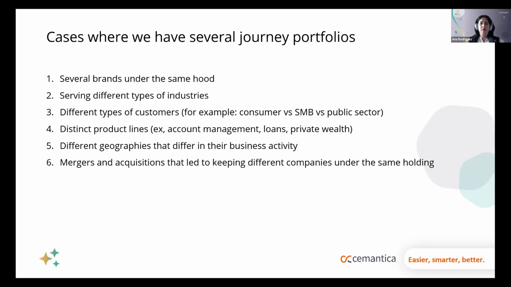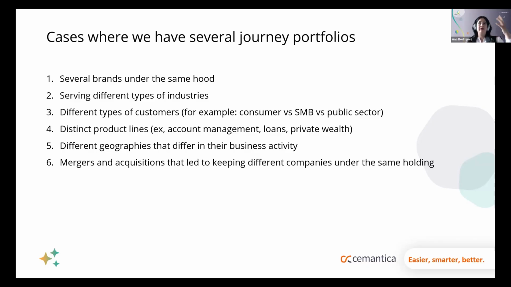Then it could be that you want to distinguish journey portfolios depending on the type of customers. If we are in the banking space, perhaps you want to create a journey portfolio for the end consumers, or a journey portfolio for SMB companies, or for the public sector that has a different approach, different experience, even a different life cycle, everything different, okay? Or different geographies that differ in how they provide the services. You have different examples here, but the recommendation is to keep it simple. Think about what is your most common journey portfolio, or the area of the business that you want to focus on, and start with that.